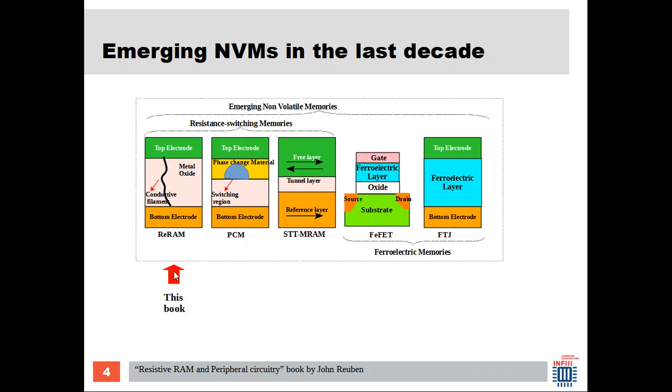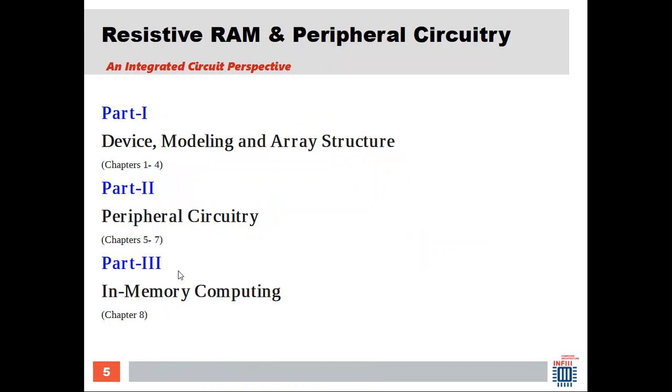So the title of the book is Resistive RAM and Peripheral Circuitry, and the subtitle is An Integrated Circuit Perspective. That's important because this book gives a circuit perspective. It's not about device physics, although there are a lot of other books on ReRAM device physics, switching mechanisms, and all that. We do discuss the basic device switching mechanism, and any circuit designer should have a basic understanding of the device, but not in so much detail at the ion level.